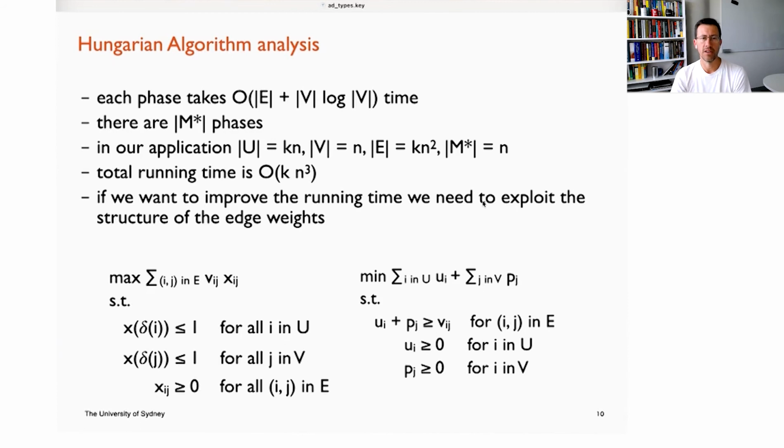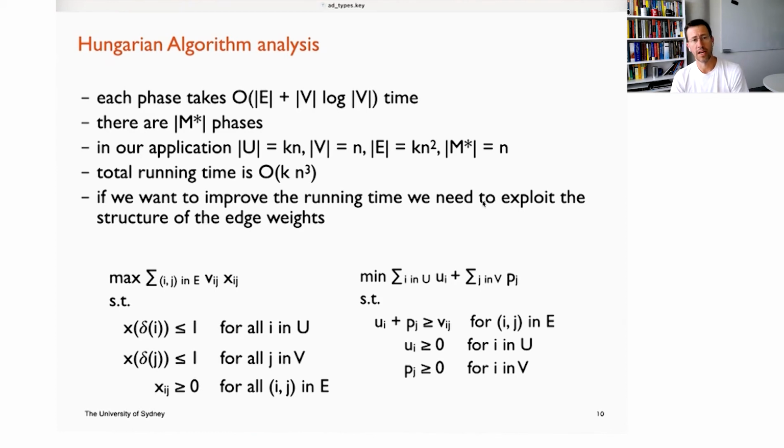So in our application, these are the number of ads. We have K types, and we have N ads for each type. These are the number of slots N. So therefore, E, the number of edges, is the product of these two, and M, the size of the maximum matching, is N. So plugging all these things together in what I said before, we get a running time of K N cubed.